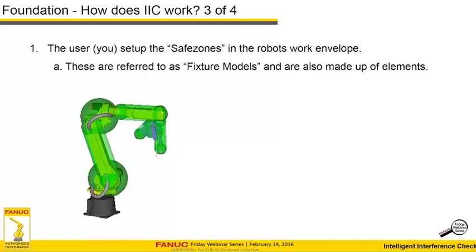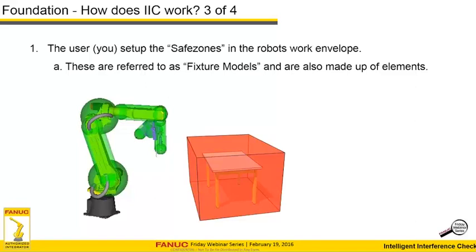The other type of model and the other setup task is to set up the safe zones in the robot's work envelope, its operating environment. These are referred to as fixture models, and they're also made up of elements. So say we wanted to protect this table, we could build a safe zone around it, a box fixture model.